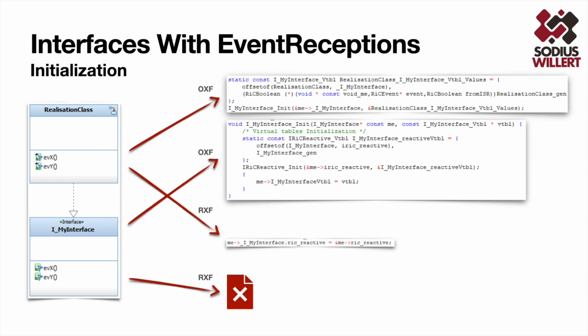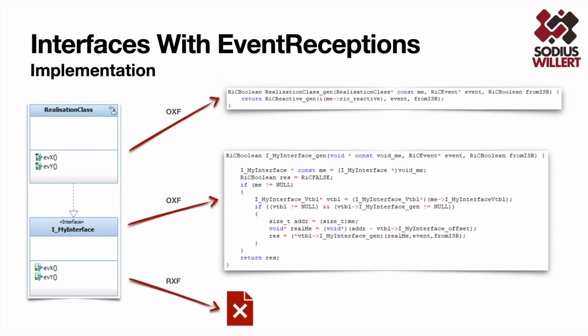When initializing an interface of the conventional variant, the RXF reactive object must be initialized with a virtual table that has a function pointer that points to a gen operation of the interface. In the realizing class, a virtual table is now created for the interface to be realized, which has a function pointer that points to a gen operation of the realizing class. With the new variant, it is sufficient that with the class to be realized, the RXF reactive pointer of the interface object is initialized with the address of the reactive object of the realizing reactive class.